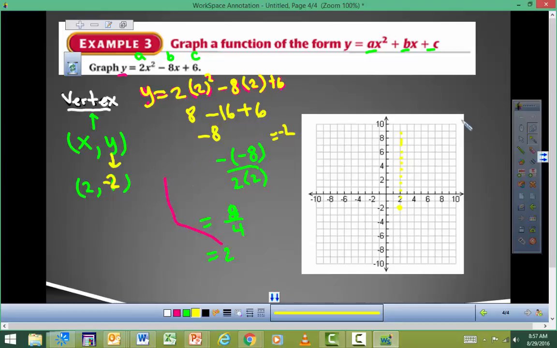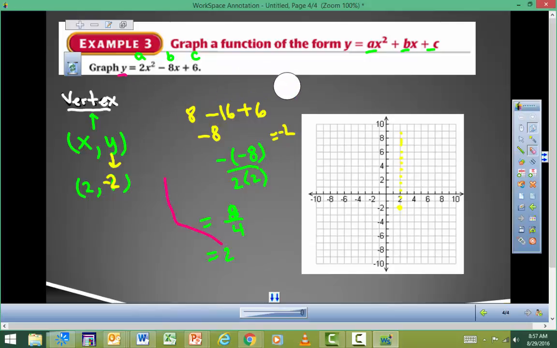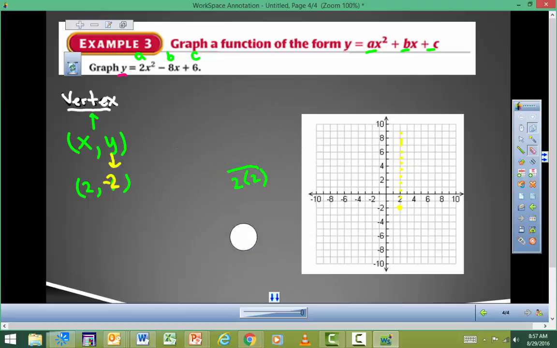Let me show you how to be smart about this. I'm going to use an eraser now. Now that I've gone through the trouble to find out where the vertex and the axis of symmetry is, let me show you how you can find a couple points real fast.